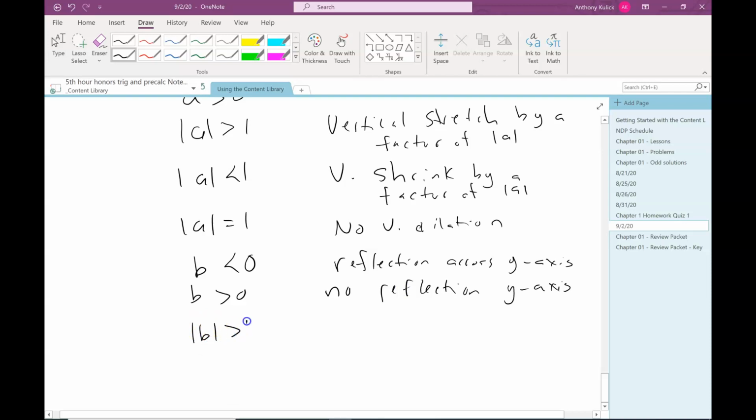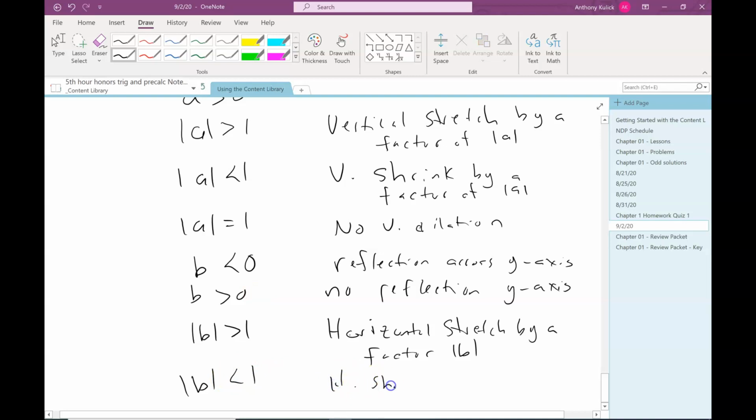If the magnitude of b is bigger than 1, we have a horizontal stretch by a factor of b. And if that magnitude of b is less than 1, we have a horizontal shrink by a factor of b.